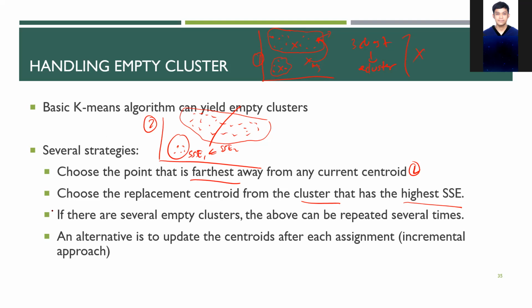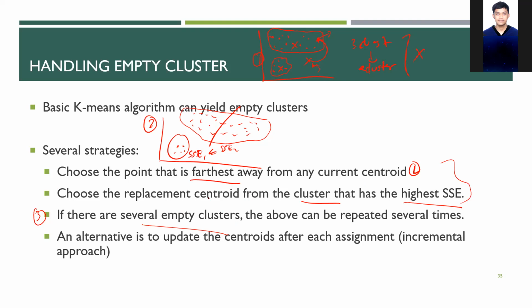Or, the third one: if there are several empty clusters, then the above can be repeated several times. If we set a higher number of clusters, this case may happen, so maybe there is more than one empty cluster. So we can do this several times until no cluster is empty anymore. Okay. An alternative approach is to update the centroid after each assignment.